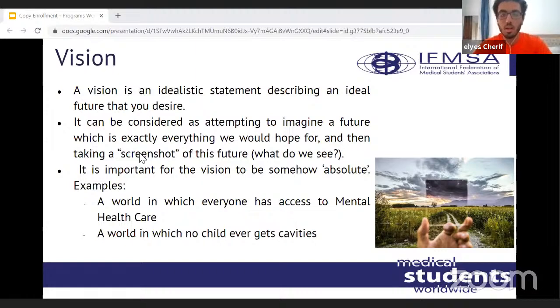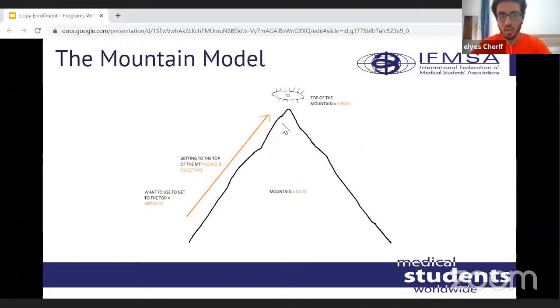A common problem that we can get into when formulating the vision is when we say a world with more access to mental health. This lacks a little bit of absoluteness, and the vision needs to be absolute and idealistic. So this formulation can be a better way to make a good vision that can help you then write your goals and objectives.